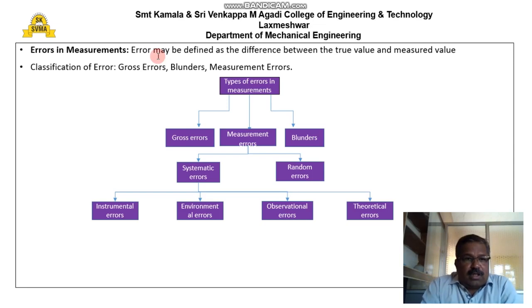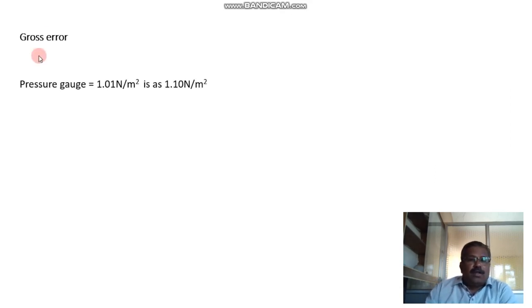What is gross error? Gross errors are caused by mistakes in using instruments or meters, calculating the measurements, and recording the data results. Take an example of gross error: an operator, while taking a reading on the pressure gauge, notes down the pressure in the compressor tank as 1.01 Newton per meter square. This is my reading. The operator has taken it as 1.10 Newton per meter square.